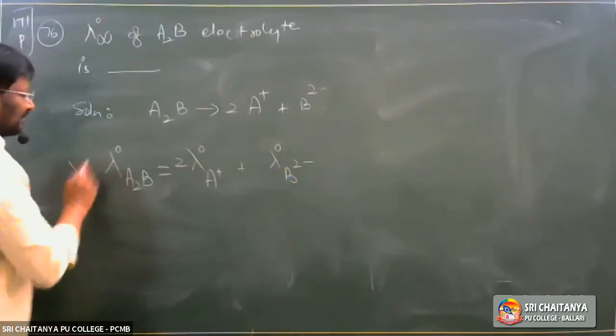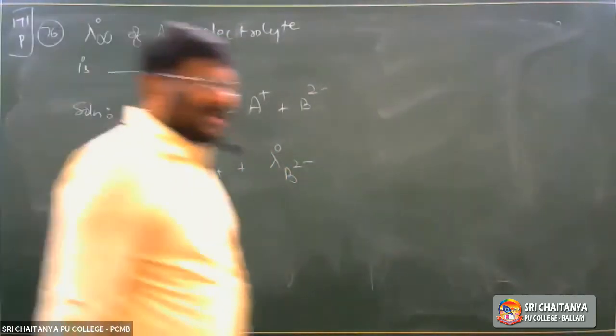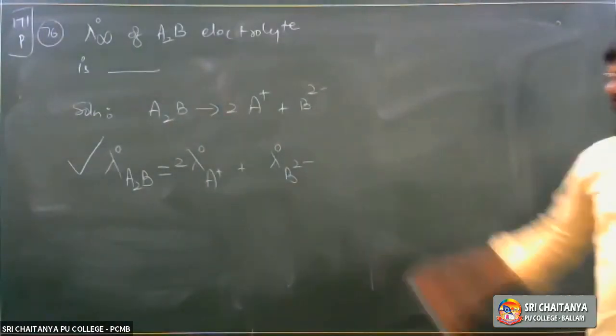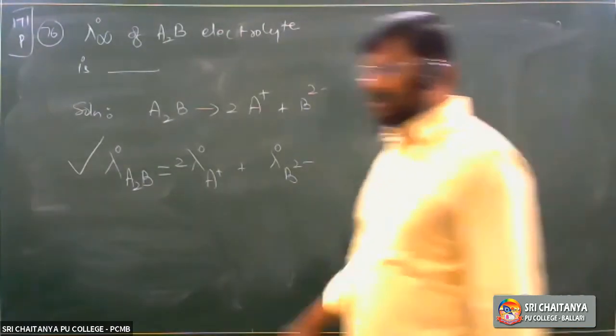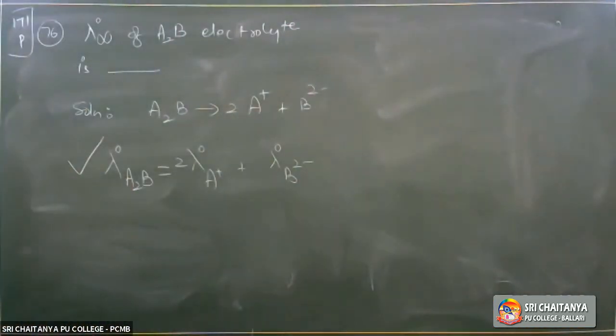So remember, this is also an important one. That is, how many ions are produced, their sum we have to take. Remember that. Okay. So that is another one. Then next one. So this is 76 mark. Problem number 76.